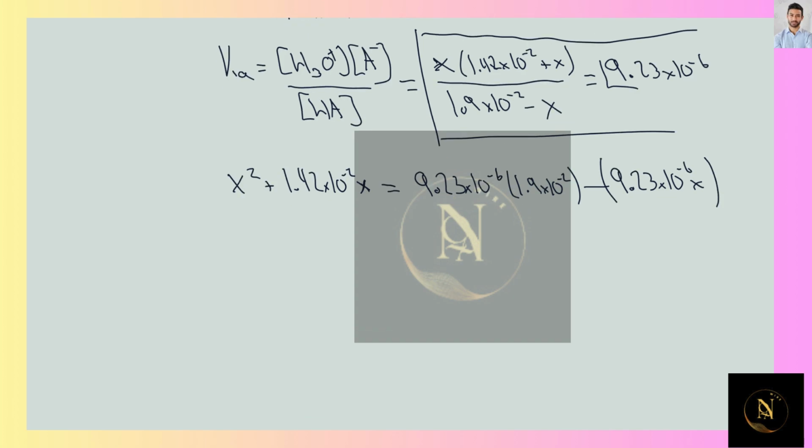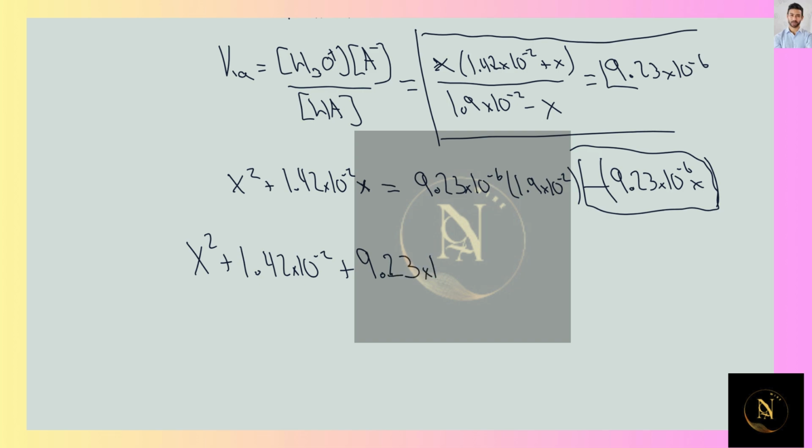Now we put together all of the terms that have things in common. So this becomes x squared plus 1.42 times 10 to the minus 2, plus this element goes to the left hand side as a positive, plus 9.23 times 10 to the minus 6, all of this multiplied by x, minus 9.23 times 10 to the minus 6 times 1.91 times 10 to the minus 2. And this needs to be equal to 0.